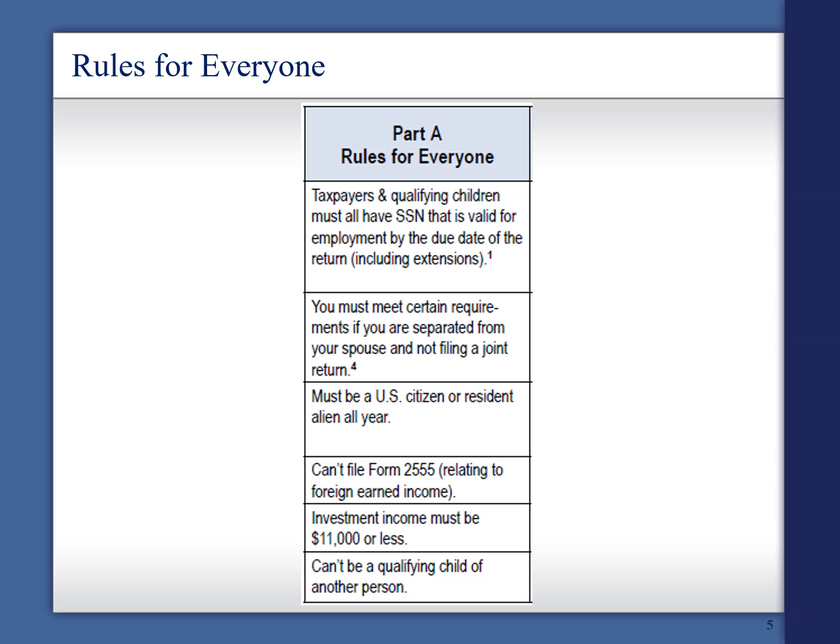Let's begin with the rules for everyone shown in Part A on the slide. Taxpayers and qualifying children must all have a valid SSN, or Social Security number. If the taxpayer, or spouse if filing a joint return, or their dependent has an individual taxpayer identification number, or ITIN, they cannot get the EIC. If the taxpayer's Social Security card says valid for work only with INS or DHS authorization, the taxpayer can use the Social Security number to claim EIC if they otherwise qualify.